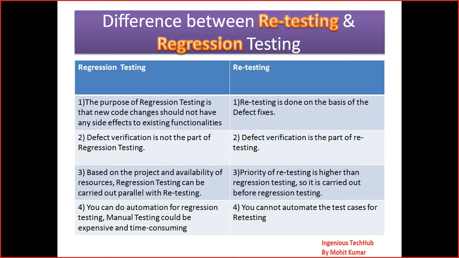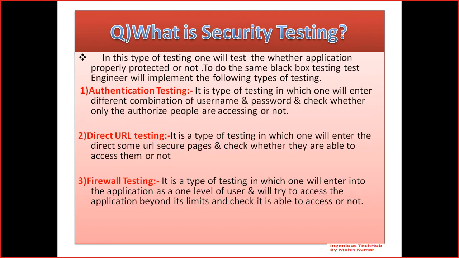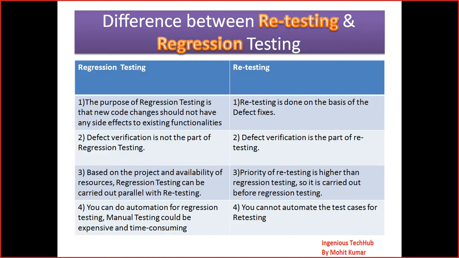You cannot do automation test cases for retesting. Again, it depends upon the company requirement. We can also do it, but while doing retesting we generally do it manually. So this is the difference between retesting and regression testing.